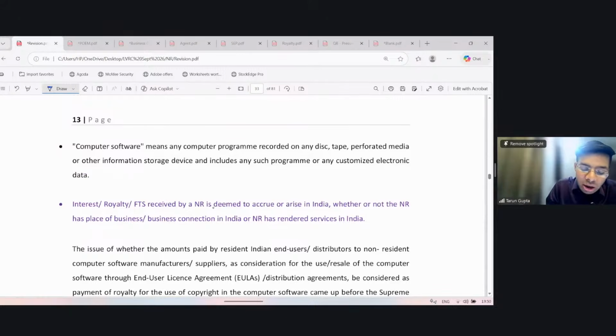Computer software means any computer program recorded on any disk, tape, perforated media, or any other information storage device, and includes such program or any customized electronic data.